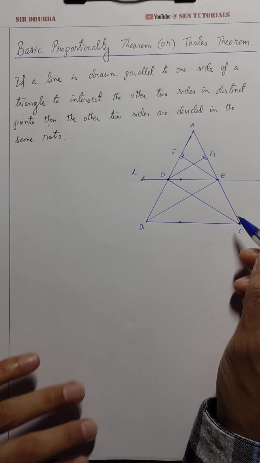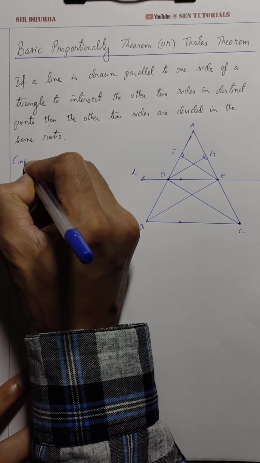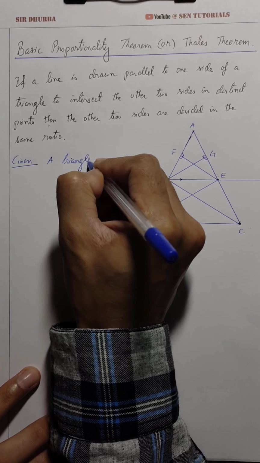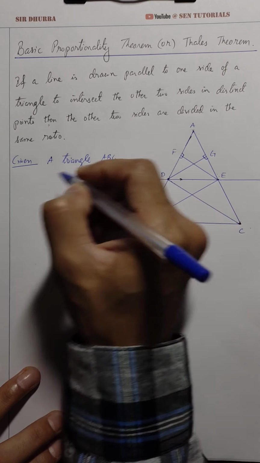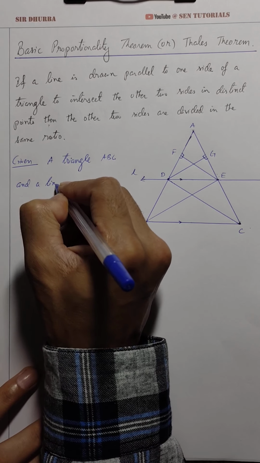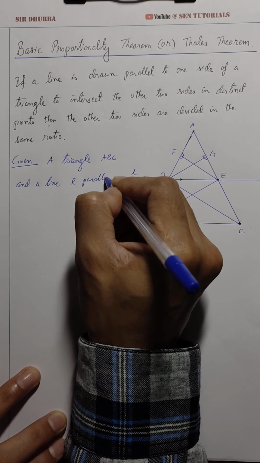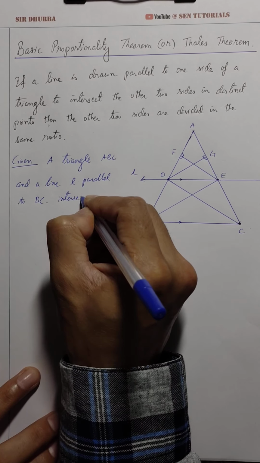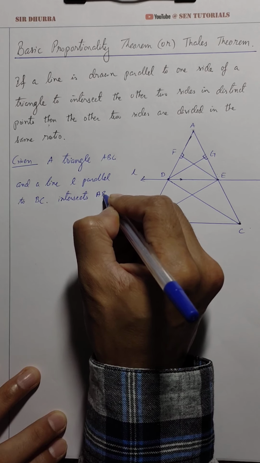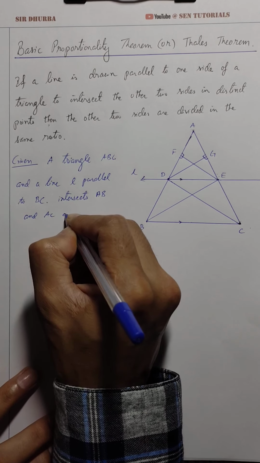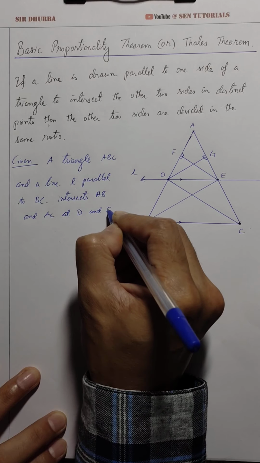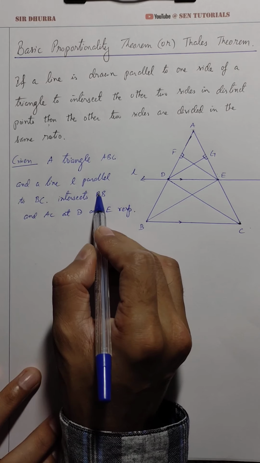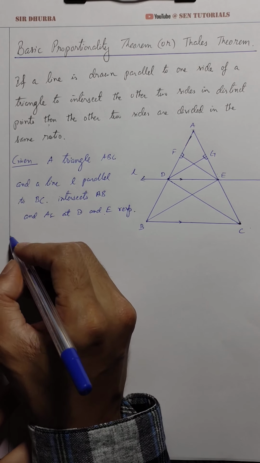Okay, so that completes my triangle. So what is given to us? It says a triangle ABC and a line, let's say L, parallel to BC, intersects AB and AC at D and E respectively. Respectively means AB at D and AC at E.